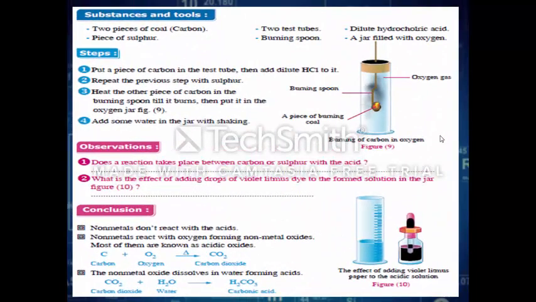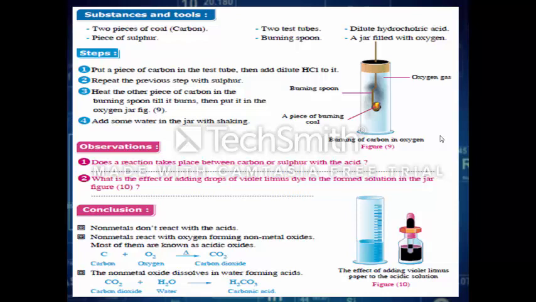Activity number 1. Substances and used tools: a piece of coal or carbon, 2 test tubes, a piece of sulfur, dilute hydrochloric acid. Steps: put a piece of coal or carbon in a test tube and a piece of sulfur in another test tube. Number 2, add some dilute HCl to each tube. Observation: no reaction takes place. Conclusion: nonmetals such as carbon and sulfur don't react with dilute acid such as HCl.